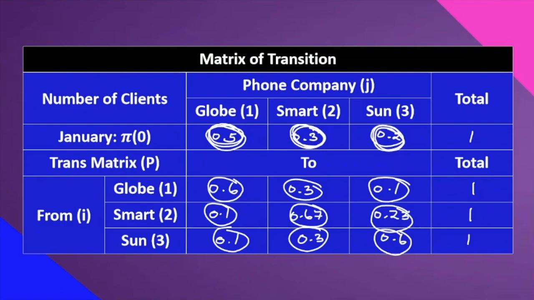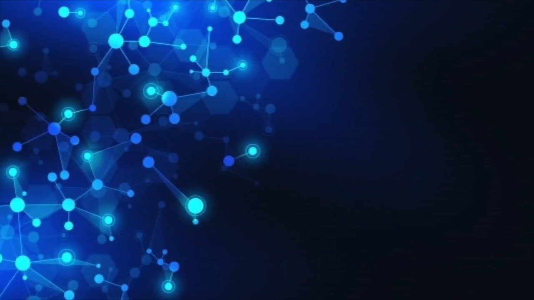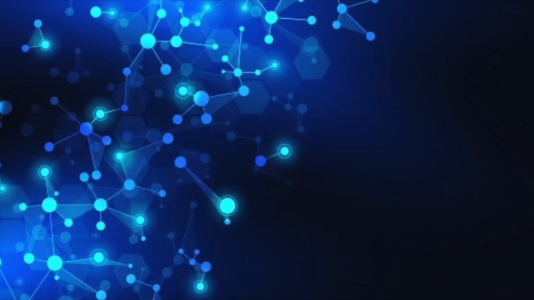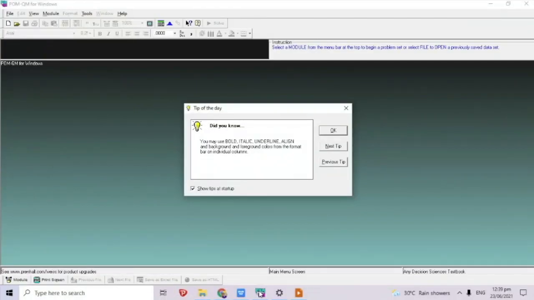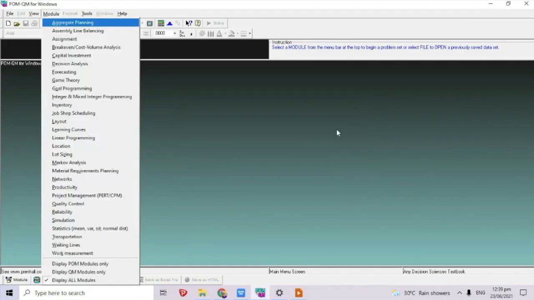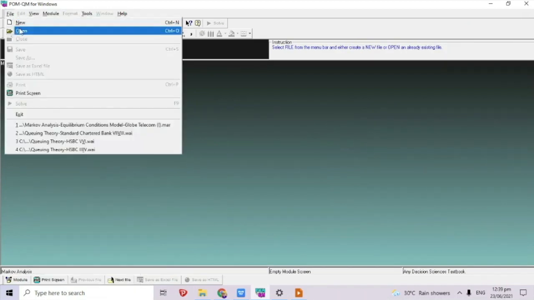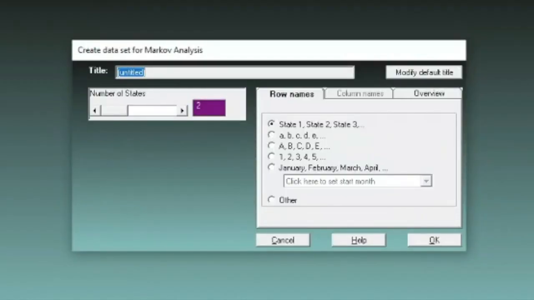So let's go now to our software. We are here now on our POM-QM software. So, tulad nung dati, we need to set first our module. And for now, we will choose Markov analysis. Markov theory and Markov analysis is just the same. So, click it. Then, click File, then of course New. We will be having our new problem here.